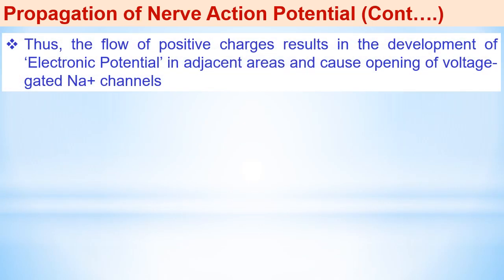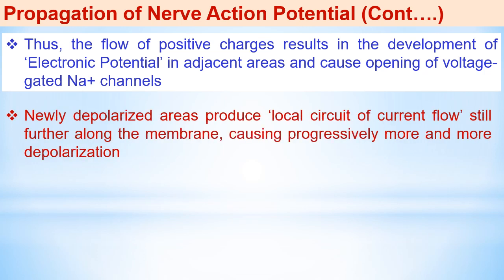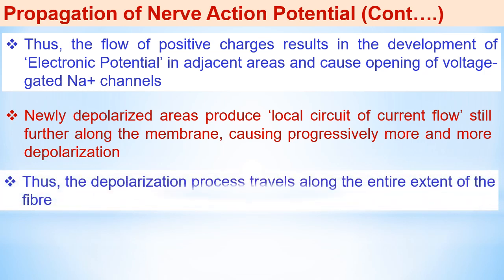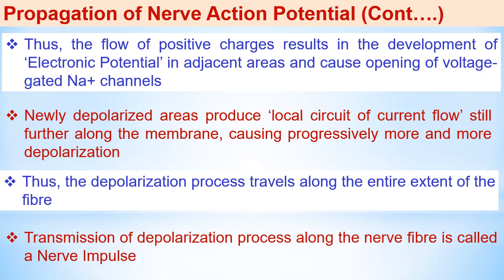Thus, the flow of positive charges results in the development of electrotonic potential in adjacent areas and causes opening of voltage-gated sodium channels. The newly depolarized areas produce local circuits of current flow still further along the membrane, causing progressively more and more depolarization. Thus, the depolarization process travels along the entire extent of the fiber. The transmission of the depolarization process along the nerve fiber is called a nerve impulse.